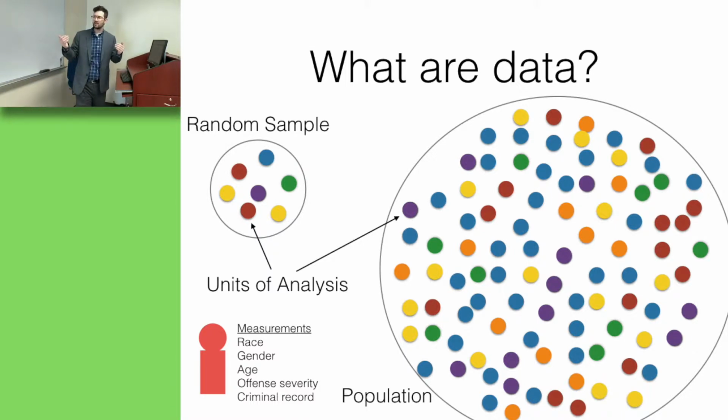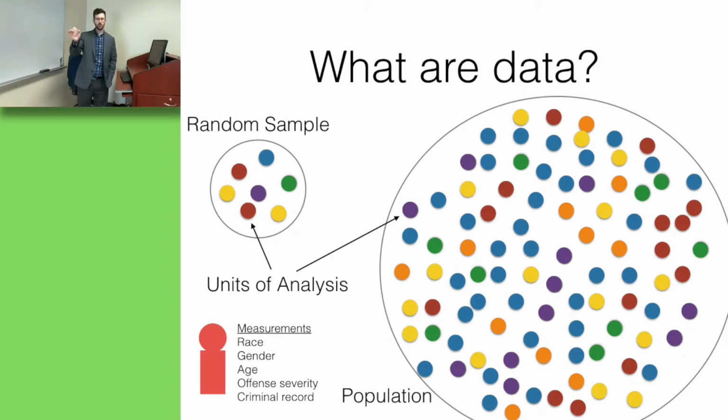Sometimes these are referred to as analytical units, but generally speaking, these are the subjects, objects, things that you are interested in studying. When these things exist in the population, we call them units of analysis. If we draw a sample from the population, we still call these things units of analysis.